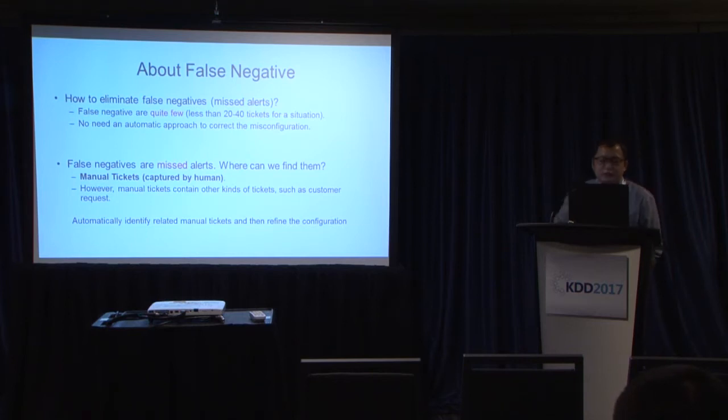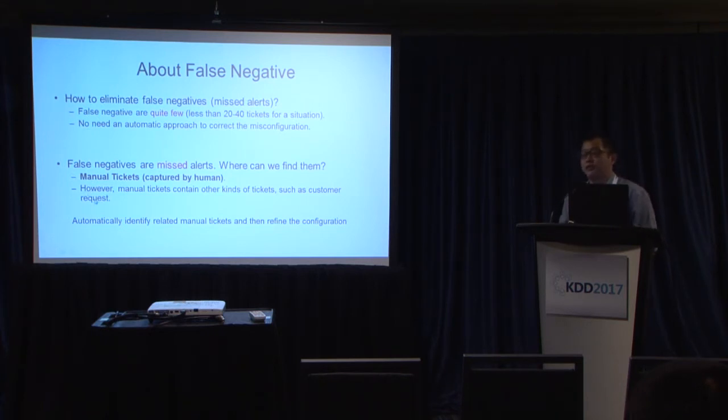So how do you solve this problem? How do you eliminate the false negatives? As I mentioned, different from false positives, false negatives are few, maybe 20 to 40 tickets for a situation. So we don't need to automatically correct the misconfiguration. With 20 or so, the system administrator can manually correct the misconfiguration. However, you need to discover from the tickets which ones are associated with false negatives.